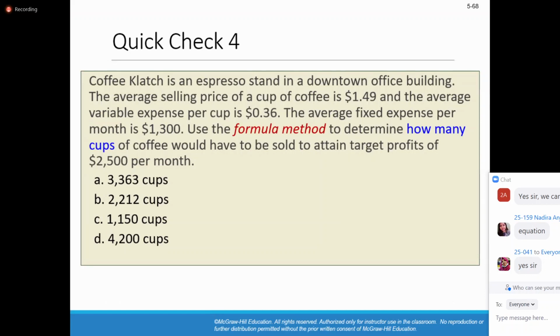So by this time, we are talking about real life cases. You solve the problem and write your answer in the chat box. Okay. Remember, it has been mentioned that you need to use the formula method.